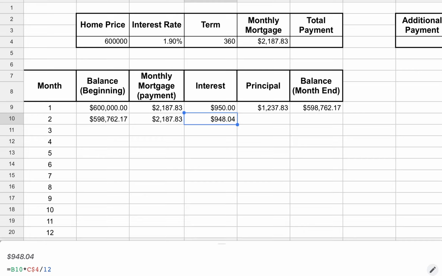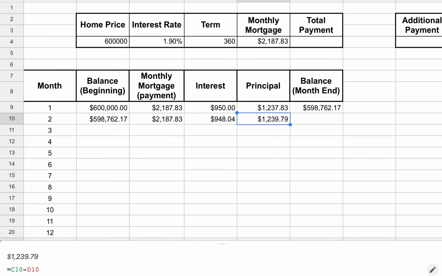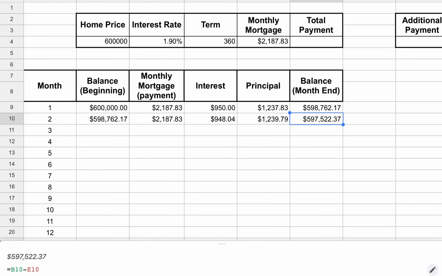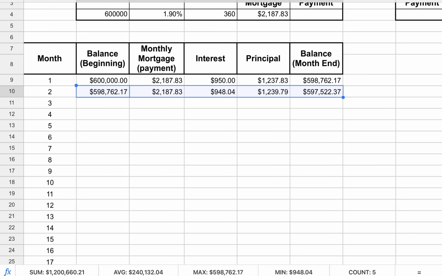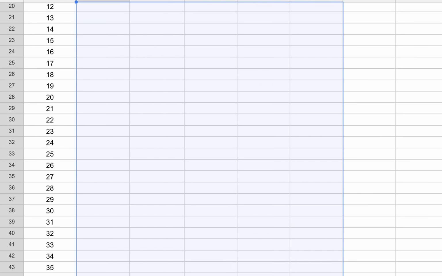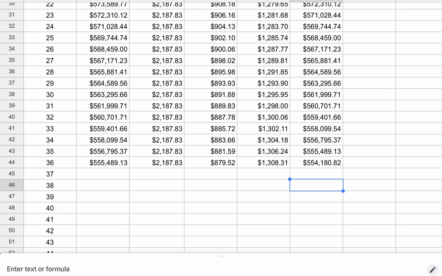You notice how the interest comes down a little bit, my principal increases a little bit, and then my ending balance will continue to go down by the principal amount. This ending balance is what we are looking for, but we want to know what that is at the end of 3 years, or 36 months. So now we're going to copy all of these cells down to 36 months. Let's go down to 36 here and paste it.